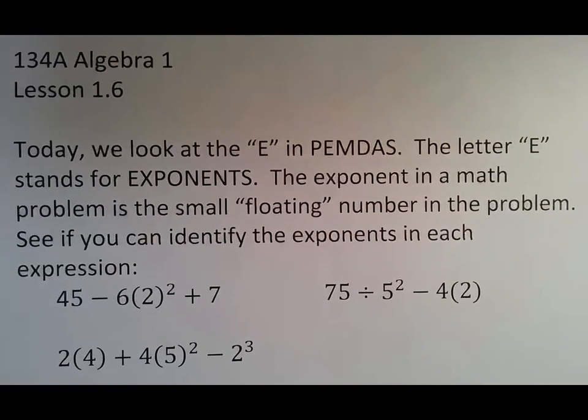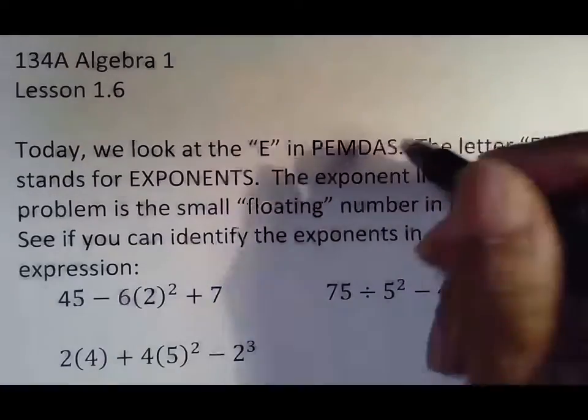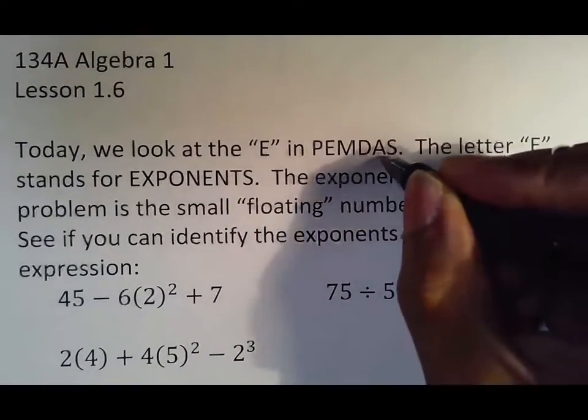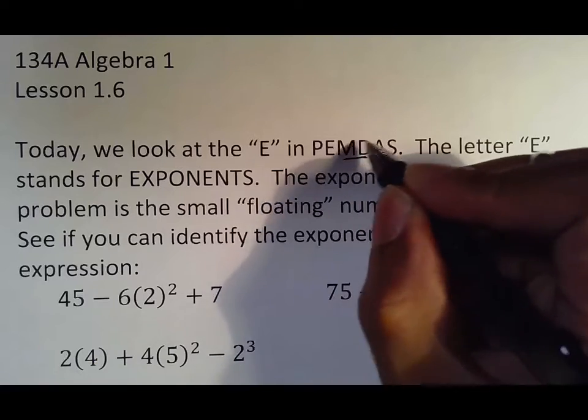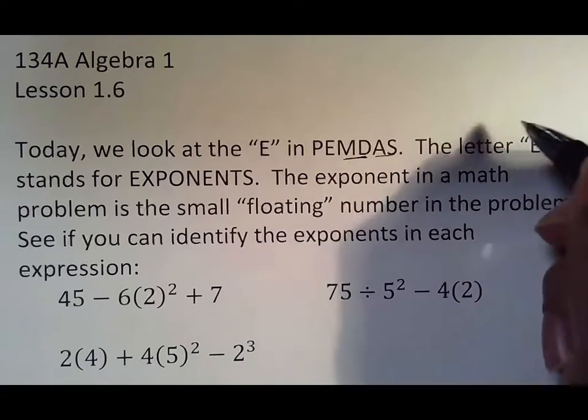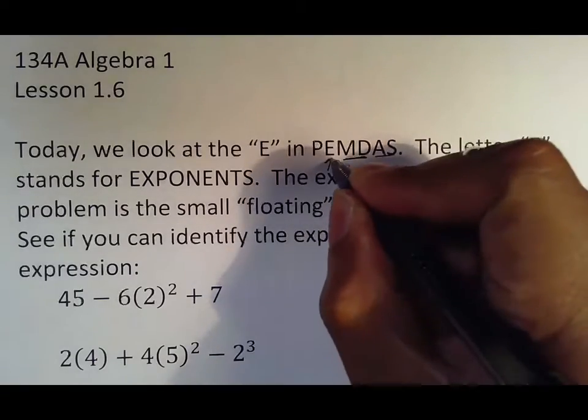All right, today we're going to look at the E. So we started out looking at the ground level, which is just the A and the S. The last 2 days we've been talking about adding the multiplication and division, which is like VIPs because they're more important than the A and the S. Today we're going to look at the E.